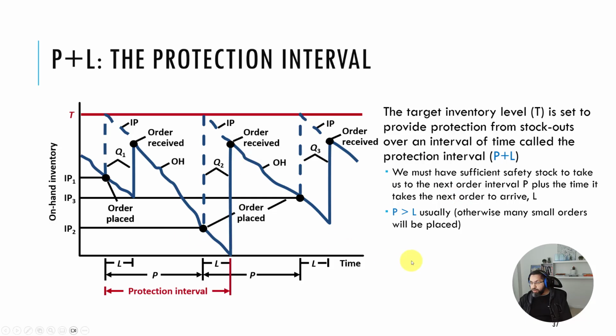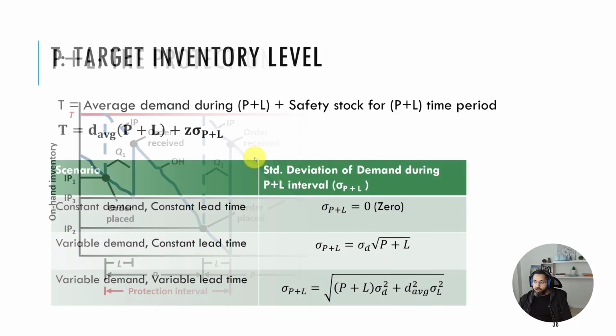Okay. So usually, the examples you'll see in the exam or homework will usually have P bigger than or equal to L, so you wouldn't have this issue of ending up placing many, many small orders. So let's look at the formulas.